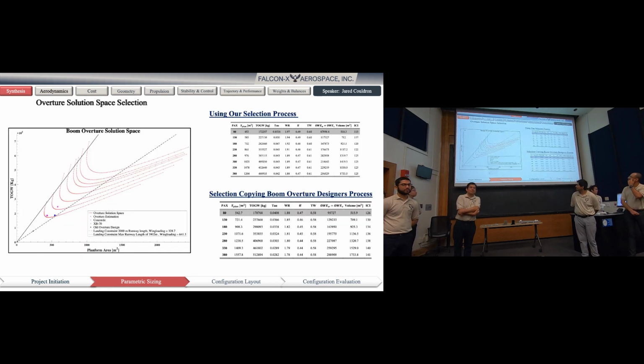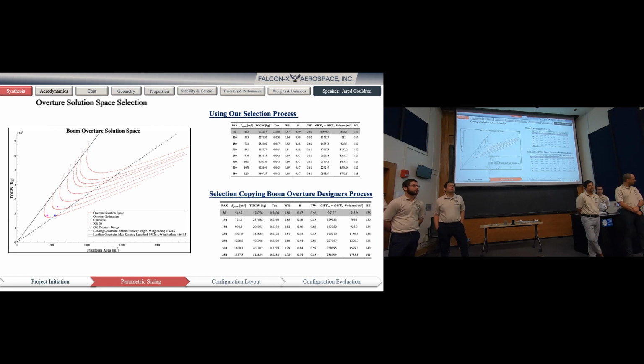Next. For the Boom Overture, there's actually two different selections we looked at. So the selection criteria just mentioned, and then there's also a selection that would be equivalent to what Boom selected for their original design. So we have two examples right here. Next.